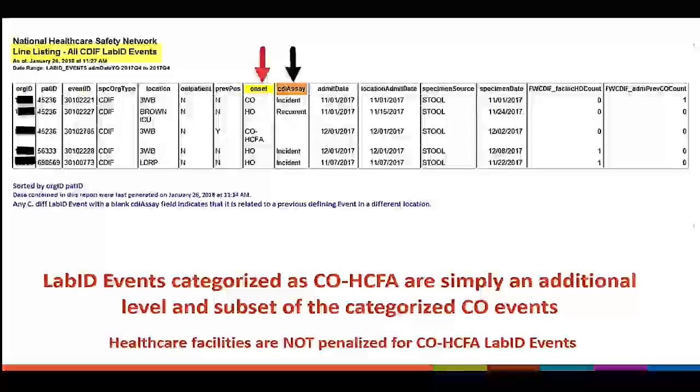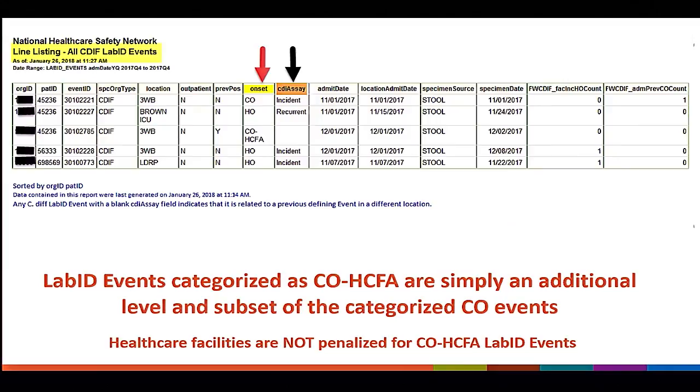Here's the line listing, and I just wanted to point out for those of you who are often wondering where to go to look for your categorization, here are the two columns that will give you your CO, your HO, your CoHCFA, and your incident and your recurrent. And as you can see here, you have a blank CDI assay value on this because it's within 14 days of a prior positive.